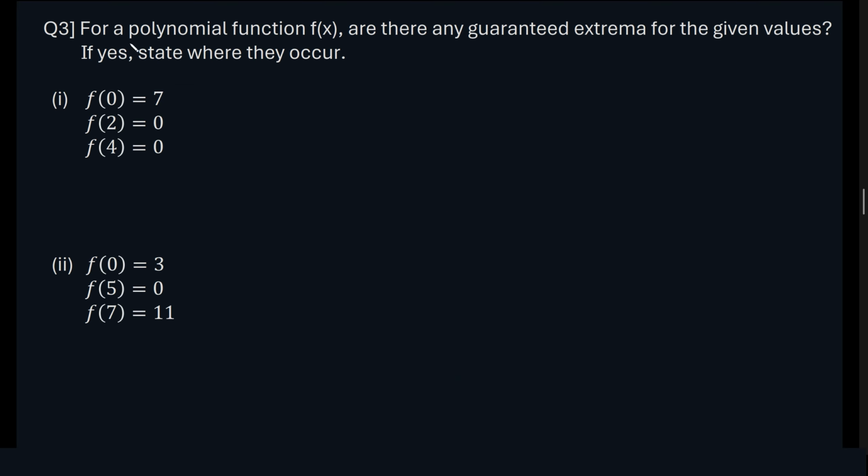Question 3. For a polynomial function f of x, are there any guaranteed extrema for the given values? If yes, state where they occur. First, f of 0 equals 7, f of 2 equals 0, and f of 4 equals 0.